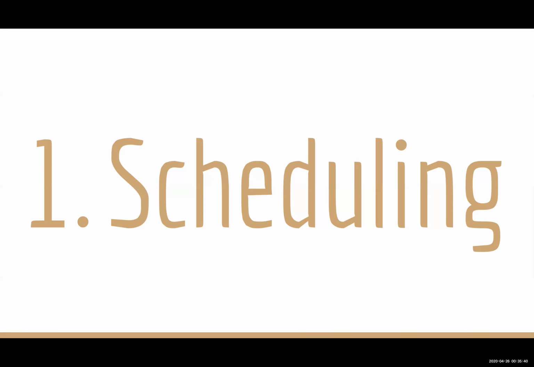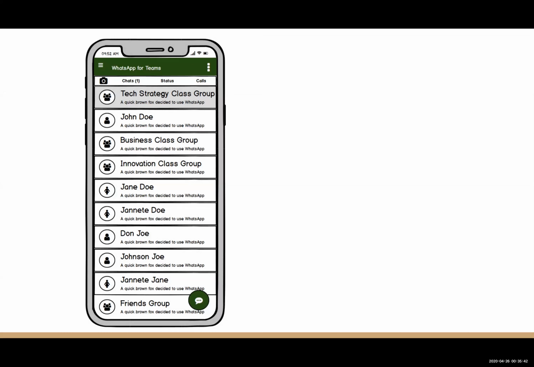All right. To give you a quick introduction, this is what your WhatsApp interface looks like, and you're quite familiar with it, right? In this specific task, you're requested to find a common availability of your teammates in your tech strategy class group so that you can discuss the Comcast case study, right?